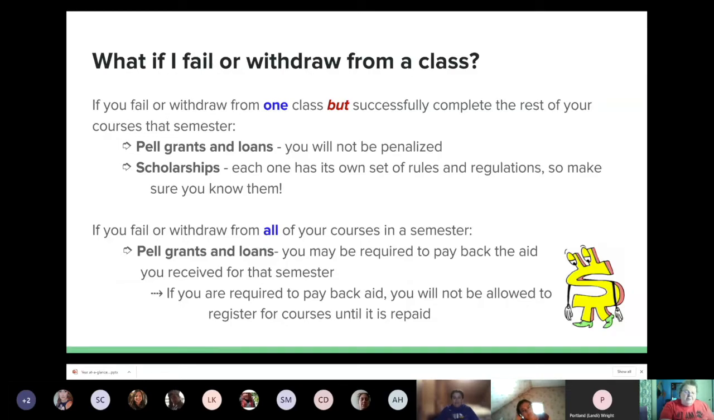So carrying on. If you fail or withdraw from all of your courses in a semester, with Pell Grants and loans, you may be required to pay back the aid you received for that semester. If you are required to pay back aid, you will not be allowed to register for courses until it is repaid.